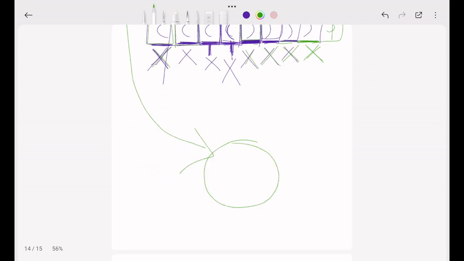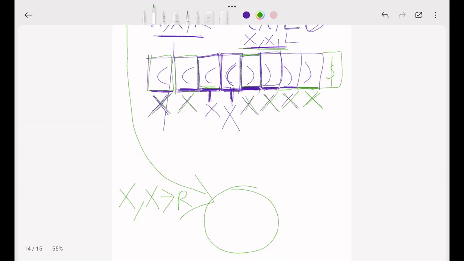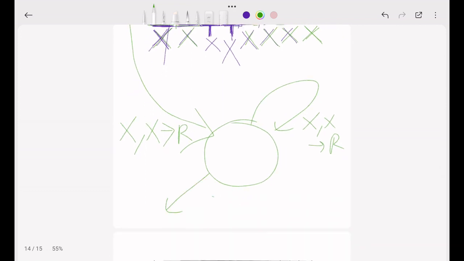In this condition, whenever x is coming, x is replaced by x and move right. Because all are x, x replaced by x, move right. Okay, now I am here. There are many x, all x replaced by x, move right. Now I am reaching the last one here. Once dollar is coming, dollar replaced by dollar and move left.